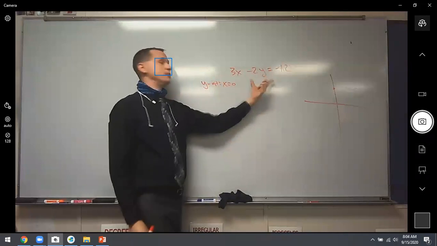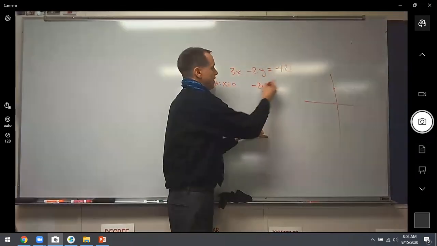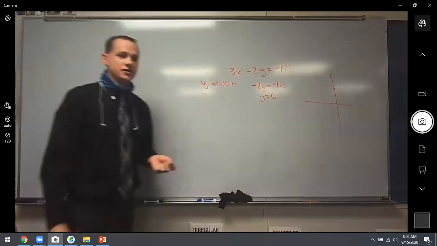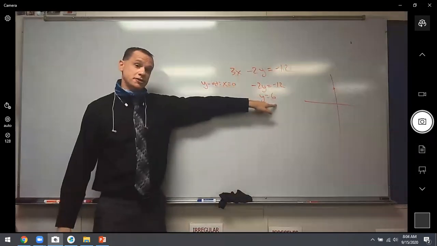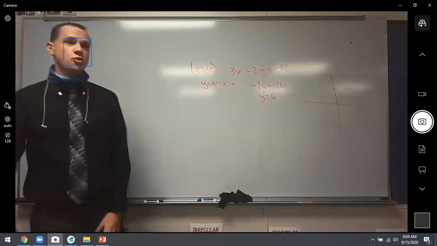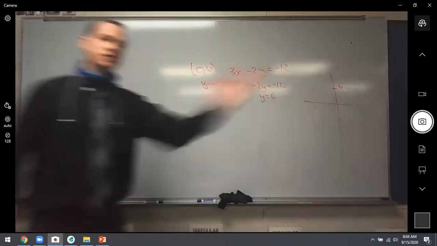Plugging that in, that would mean, well, 3 times 0 is nothing, right? So all I really have is negative 2y is negative 12, and dividing by negative 2, you get y is 6. So my y-intercept is at x is 0 and y is 6. 0, 6 is a point on this graph. There it is, right there. 6 high, 0 left and right.